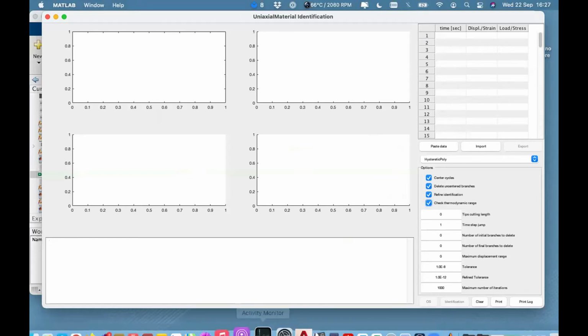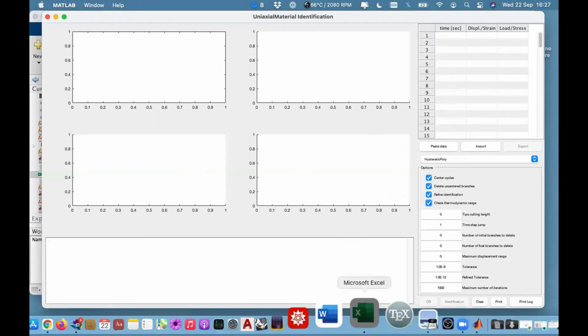There's Excel. Yeah, it was shared, the screen.